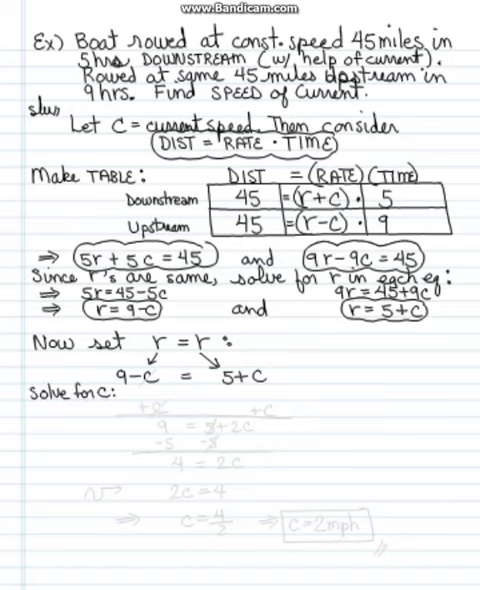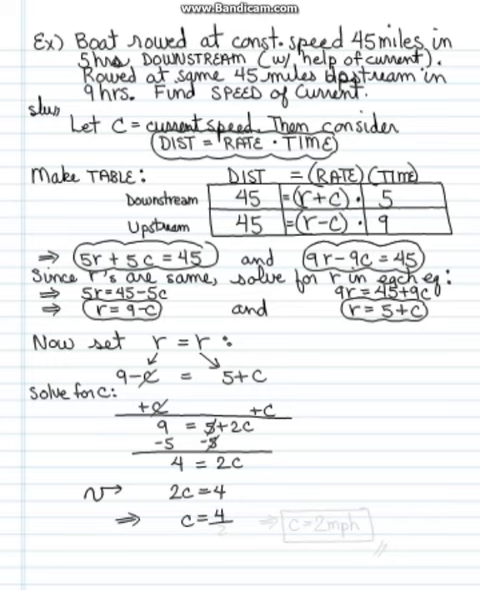And now we just solve for C. That's what we're looking for. Move this C over by adding it. We get 9 equals 5 plus 2C. Move the 5 to the left. We get 4 equals 2C. Turn it backwards and divide both sides by 2. We get C equals 2 miles per hour.